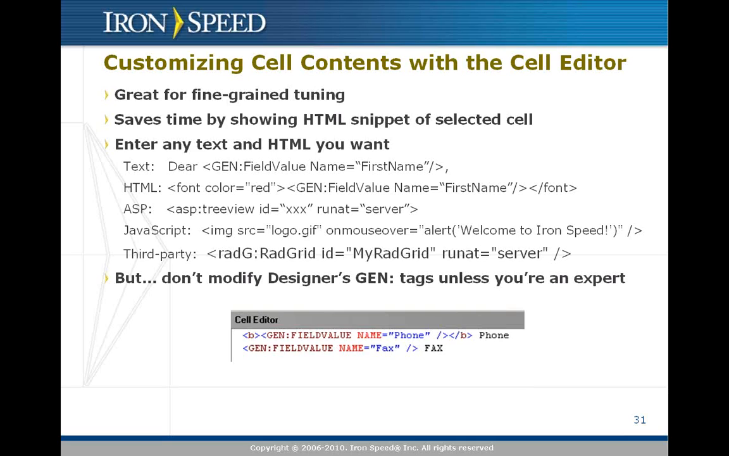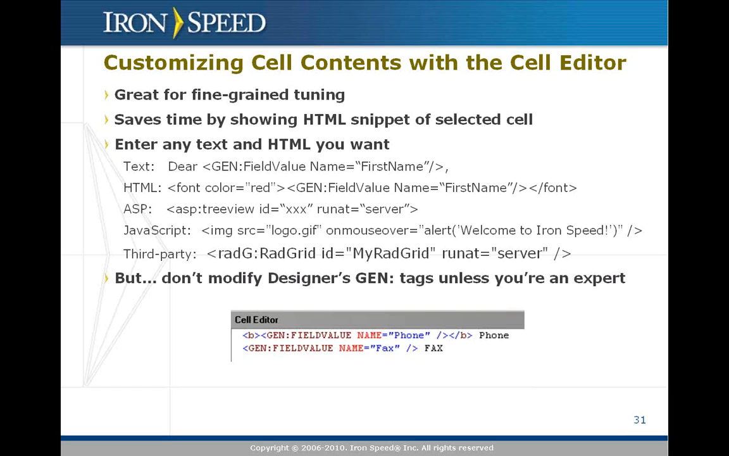Iron Speed Designer really doesn't care what that content is. It's just holding on to it in its configuration file that it uses to generate your page and faithfully reproduces it by copying it out to your generated page. We have one caveat, though, which is please don't modify any of the tags that start with gen. Those are code generation tags Iron Speed Designer has placed into cells. Now, you can place your content along with the code generation tags. You can wrap your content around code generation tags, which is very common. You can put your content in empty cells. Just don't edit the code generation tags.